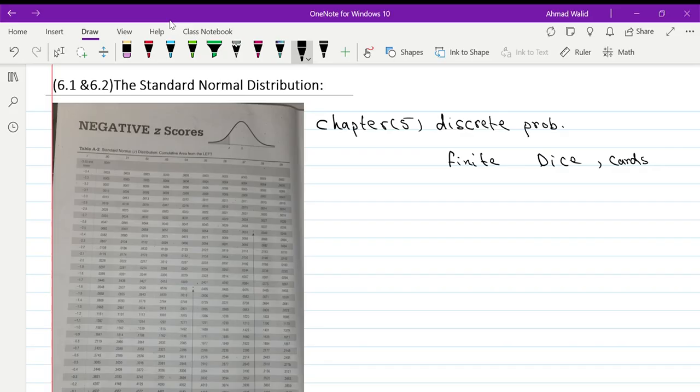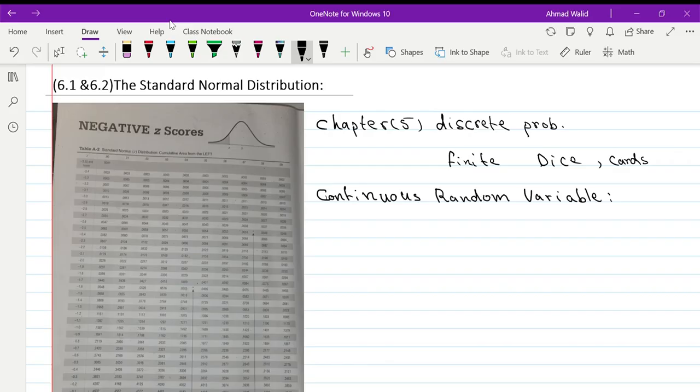In chapter 6, we are covering continuous, and I'm going to start my lecture from here: continuous random variable. Correct? First, a continuous random variable is a variable that's not finite.